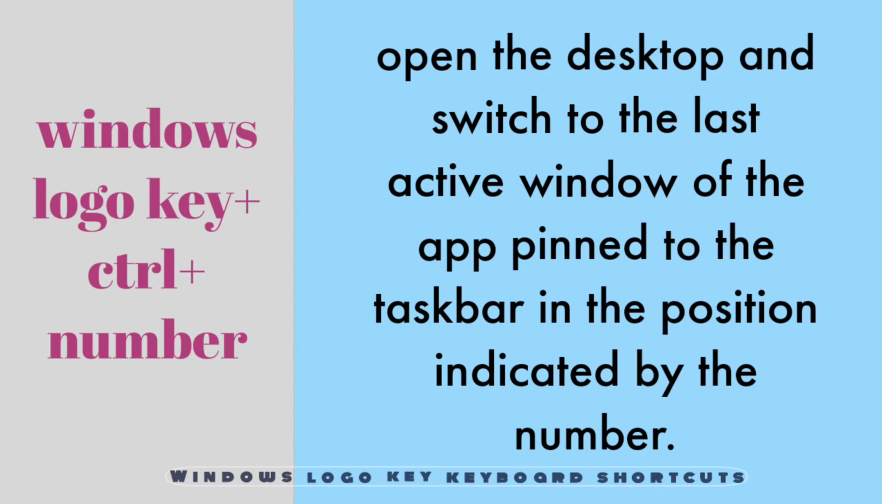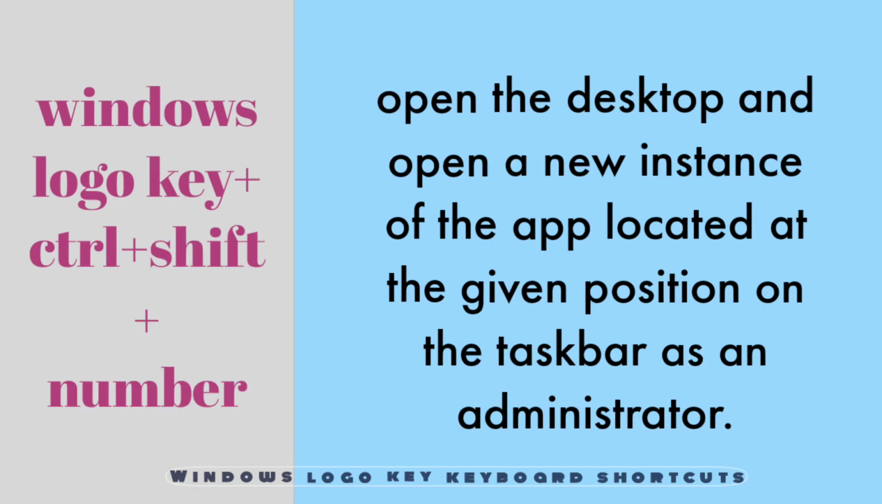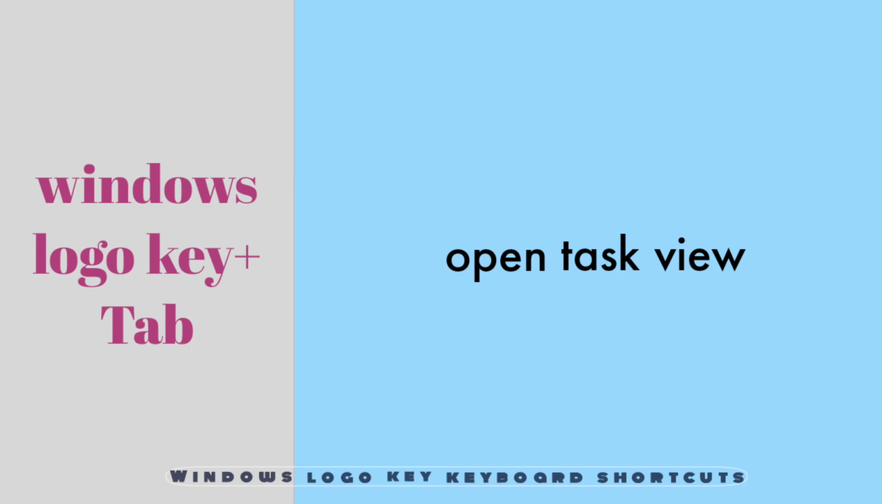Windows logo key with Control and a number opens the desktop and switches to the last active window of the app pinned to the taskbar in the position indicated by the number. Windows logo key with Control, Shift and a number opens the desktop and opens a new instance of the app located at the given position on the taskbar as an admin.